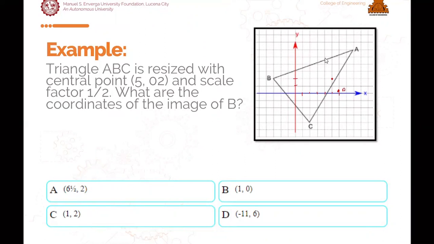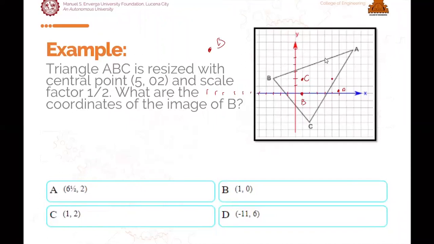Yung sa letter B, 1, 0. So ito yung sa letter B. Letter C, 1, 2. So ito yung sa letter C. Letter D, negative 11, 6. So 1, 2, 3, 4, 5, 6, 7, 8, 9, 10, 11. Tapos 6, 2, 3, 4, 5, 6. Okay? So, somewhere dito. Okay?